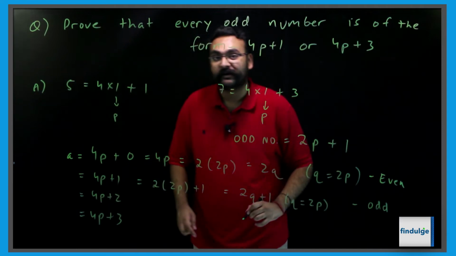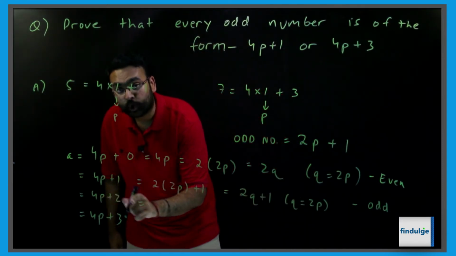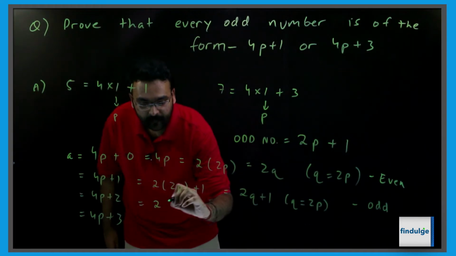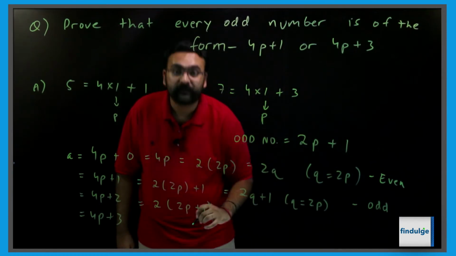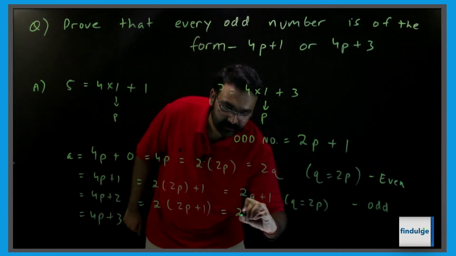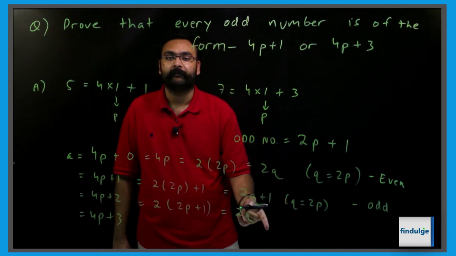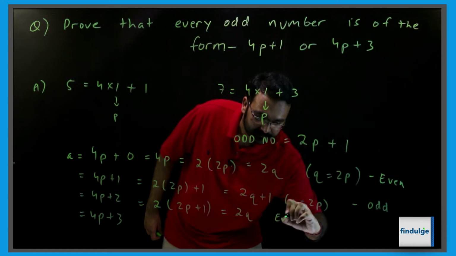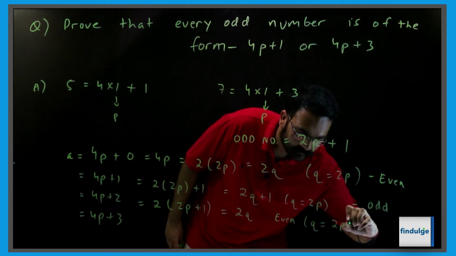What about 4p plus 2? Now, if you observe, I can take 2 common. We'll be left with 2p plus 1. This is also an integer, can be replaced with 2q, again even number, where q is equal to 2p plus 1.